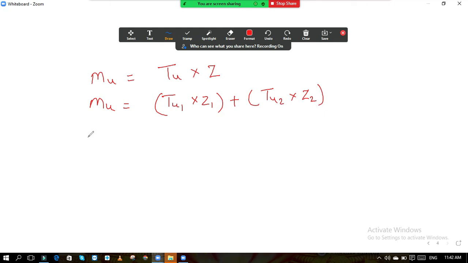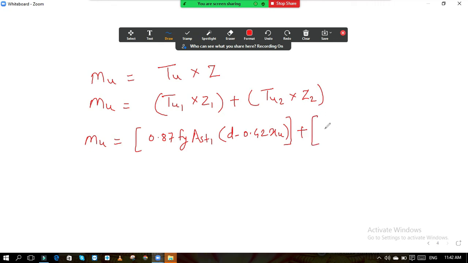But here in the doubly reinforced section, Tu1 into Z1 plus Tu2 into Z2. Two terms will be there. Now we need to put the values. So Mu is equal to, we have calculated Tu1, what is the formula? 0.87 Fy Ast1, into Z1. What is the value for Z1? It is d minus 0.42 Xu. This is your first term, plus the second term is Tu2. How have we calculated Tu2? It is 0.87 Fy Ast2 multiplied by the lever arm. Z2 is d minus d dash.